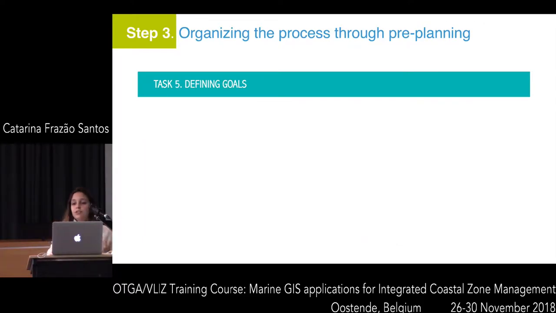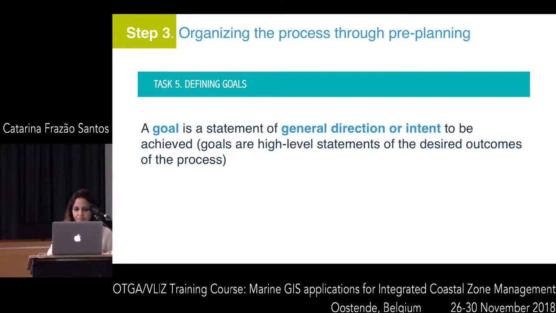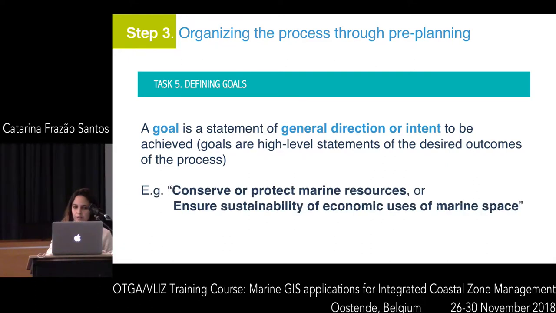The next step after defining principles is defining goals. A goal is a statement of general direction or intention that you hope will be achieved. And so it's a bit more specific than a principle. These are examples of goals that can be set for MSP: conserve and protect marine resources, or ensure sustainability of economic uses of marine space, or ensure that the contribution of blue growth to the country is larger. You can choose among many different options.